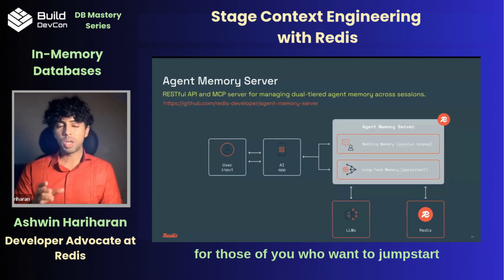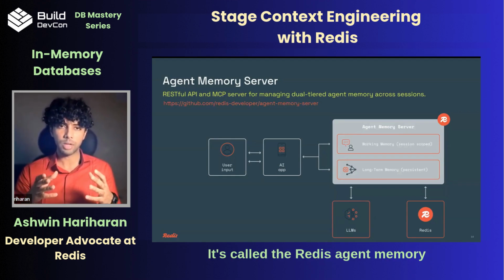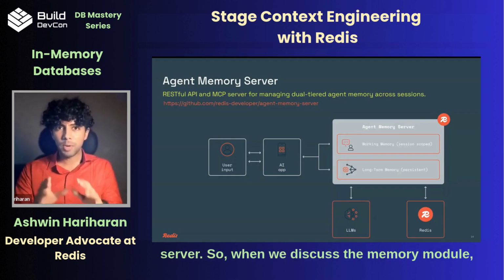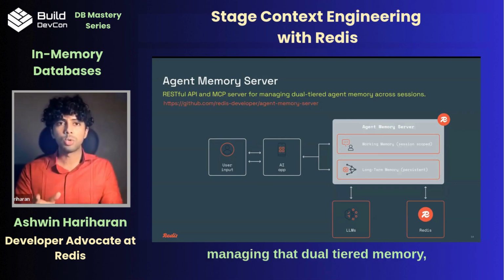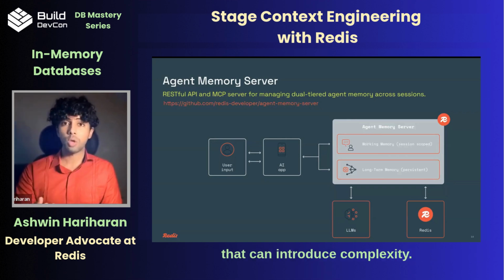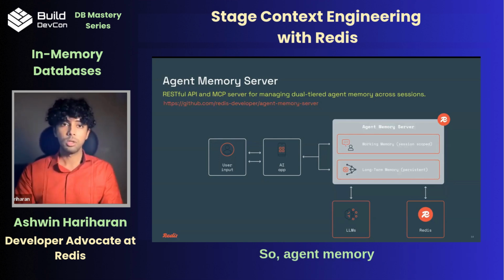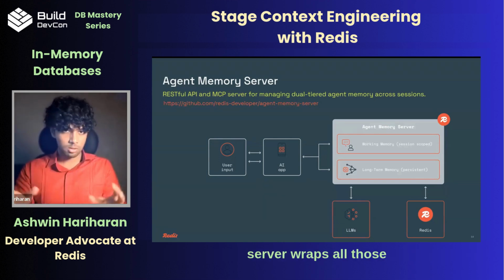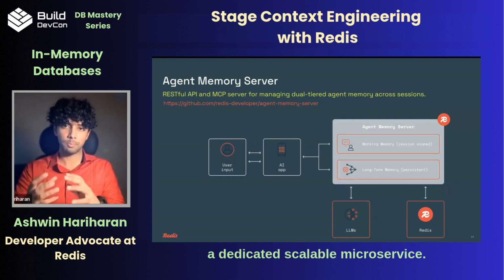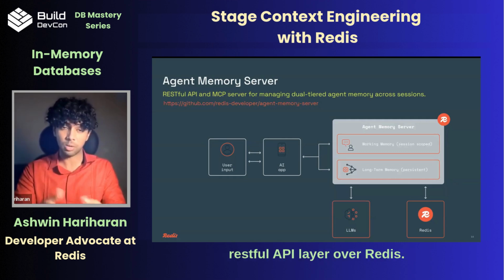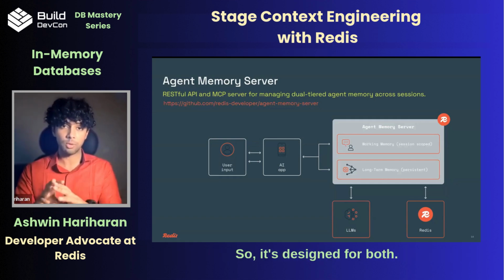Now, for those of you who want to jumpstart your agent development, I want to introduce a project built specifically for this. It's called the Redis Agent Memory Server. When we discuss the memory module, the essential components are short-term memory and long-term memory. Managing that dual-tiered memory can introduce complexity, especially as you scale concurrently with many, many users and you need cross-session persistence. So Agent Memory Server wraps all those memory functions into a dedicated scalable microservice. It provides a clean RESTful API layer over Redis, or you can even use the client library without having to deploy it as a microservice. So it's designed for both.